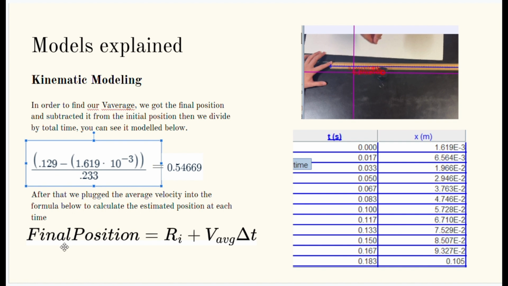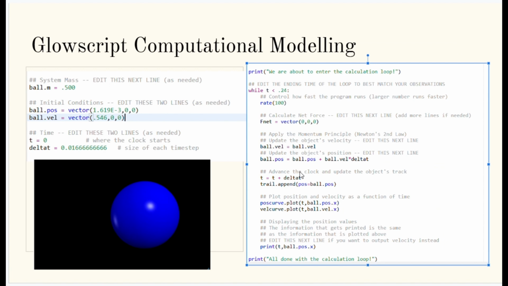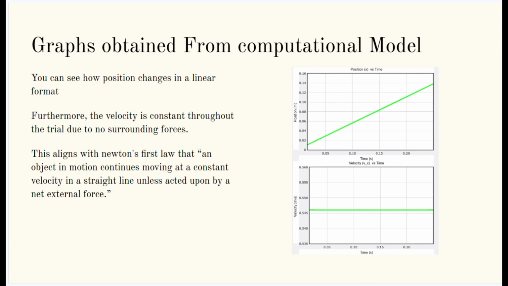Basically, the computational modeling uses this equation for the final position. So here is our GlowScript computational model. You can see the vector, the velocity, the change in time that we used, and the total time right here. This just updates the velocity and position. The velocity doesn't really change, but it updates the position in each of the time intervals, which were the same as the ones we used manually in our actual experiment. From the computational model, you can clearly see that position changes linearly. Furthermore, the velocity is constant throughout the trial due to no surrounding forces, and that's exactly what Newton's first law says.